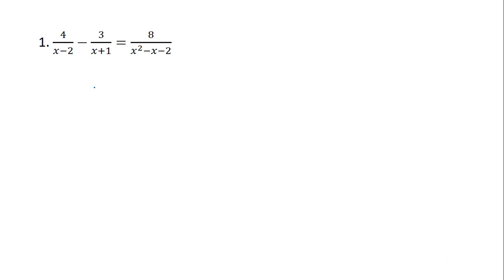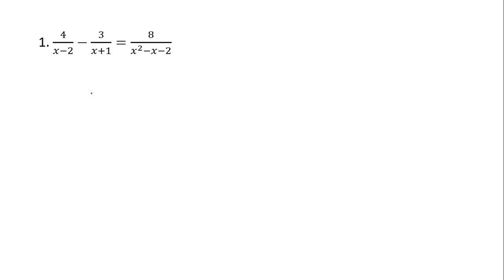In this video, I'm going to work several examples of solving rational equations that lead to linear equations, just to make sure you're comfortable with this process. The first equation is 4 divided by the quantity x minus 2, minus 3 divided by the quantity x plus 1, equals 8 divided by the quantity x squared minus x minus 2.